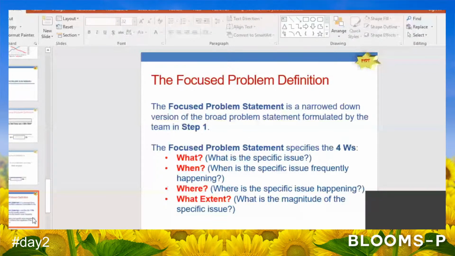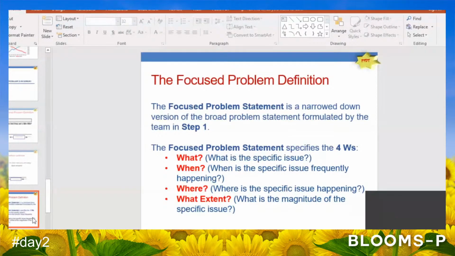And then, the focus problem statement specifies the 4 W's. What is the specific issue? What is the issue in your school that, based on the data collected, has the highest frequency? When is the specific issue frequently happening? If it keeps recurring, when does it recur? For example, every March or every August, the same problem keeps happening in the school, like flooding. So it is recurring.